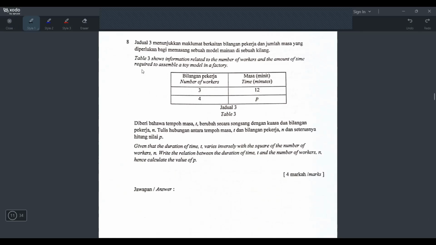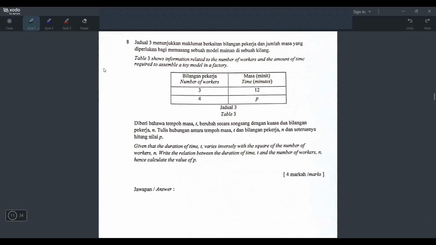Okay, let's continue. Number 8. Table 3 shows information related to the number of workers and the amount of time required to assemble a toy model in a factory. So this is the table, number of workers and time. Given that the duration of time t varies, okay, this is variation. The moment I see the words varies inversely, I know it's variation, right?